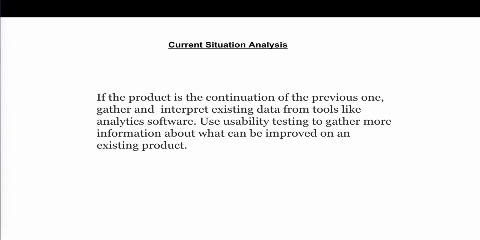Here it's defined as: if the product is the continuation of the previous one, we're going to gather and interpret existing data from tools like analytics software. Then we're going to use usability testing to gather more information about what can be improved in an existing product. In summary, this is when you look at both internal and external factors that could affect your work. So you can use a usability test to see what can be improved upon and use that knowledge to better your end product.